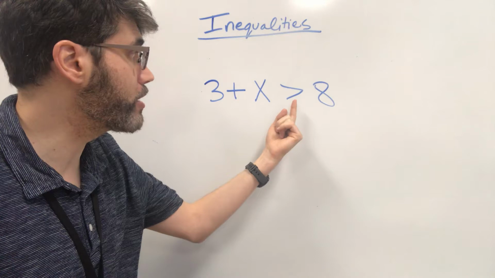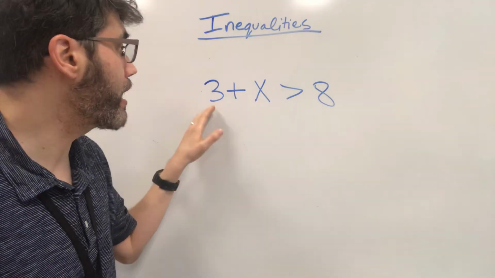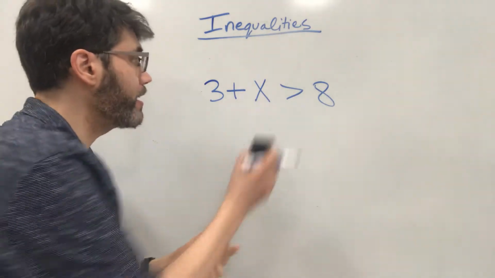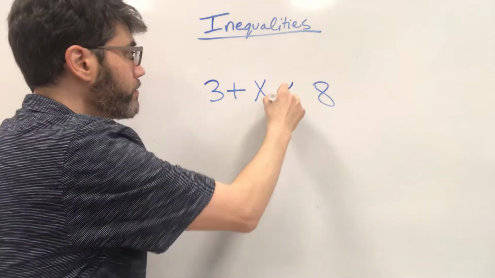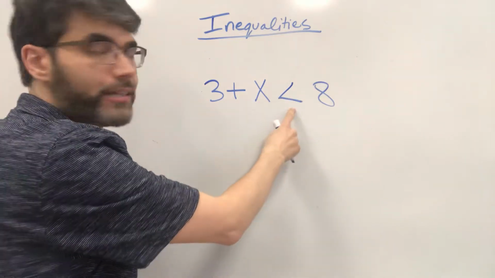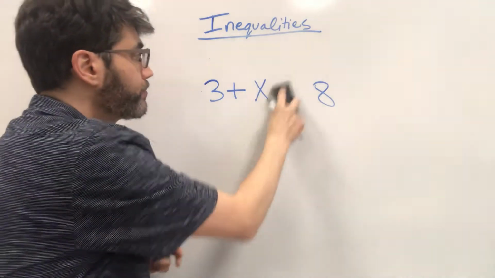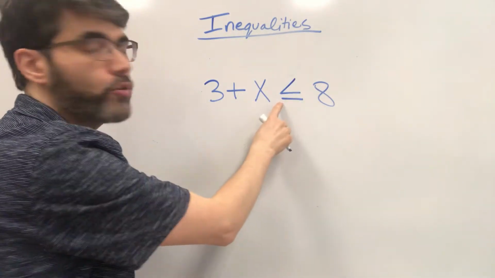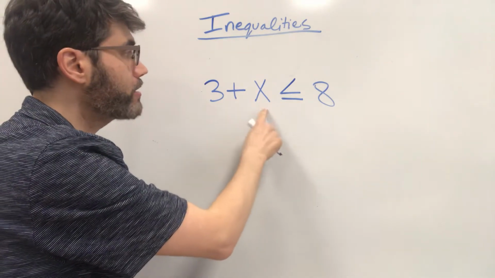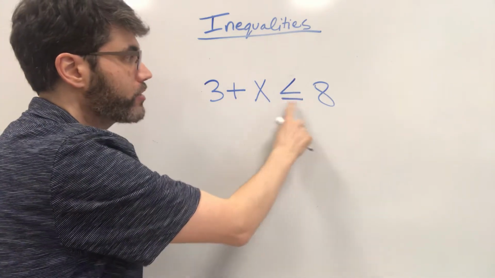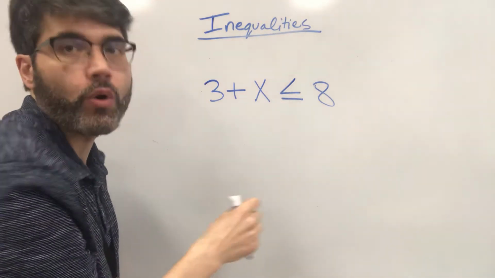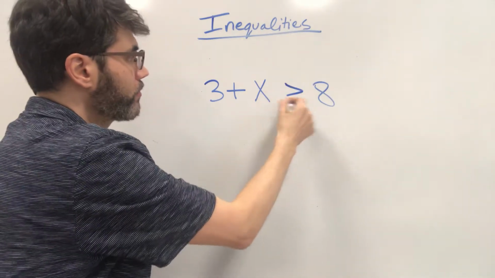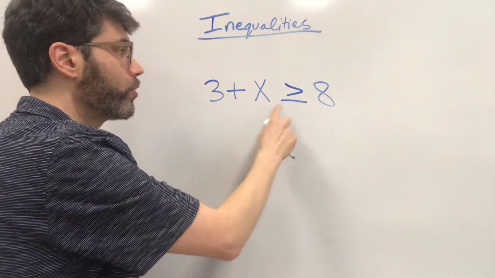Sometimes the inequality sign will look like this, meaning 3 plus x is greater than 8, or you could have the sign go the other way, 3 plus x is less than 8, or you could have a less than or equal to. So here it's 3 plus x is less than or equal to 8. This line under the inequality symbol means or equal to. And you could flip it around as well. Here's 3 plus x is greater than or equal to 8.